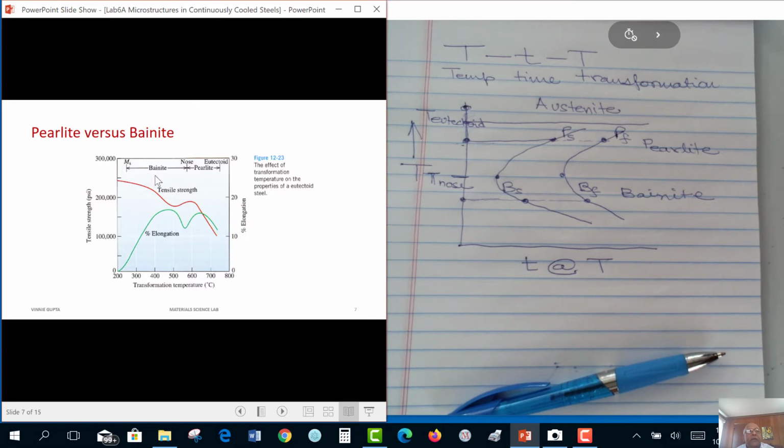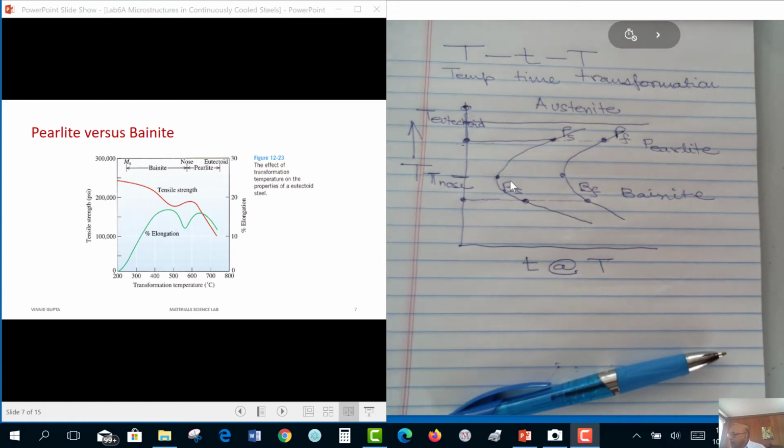So you can see because our dispersion is finer in bainite, it would have a higher strength. And higher strength means smaller elongation. So you can see as we go to the right, tensile strength decreases, but elongation increases. Now there is something funny happening at about the nose because there's a mixture. And whenever there's a mixture, we don't see the same kind of trend. And then again, you will see as perlite becomes coarser and coarser, strength decreases.